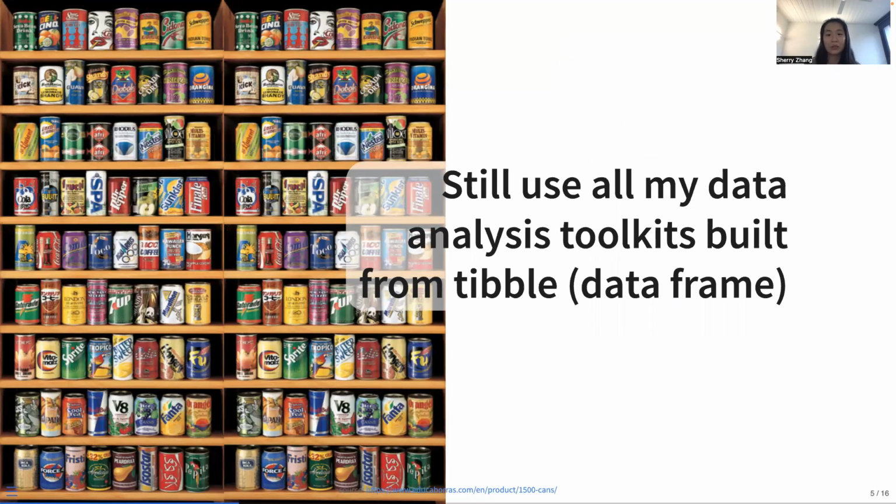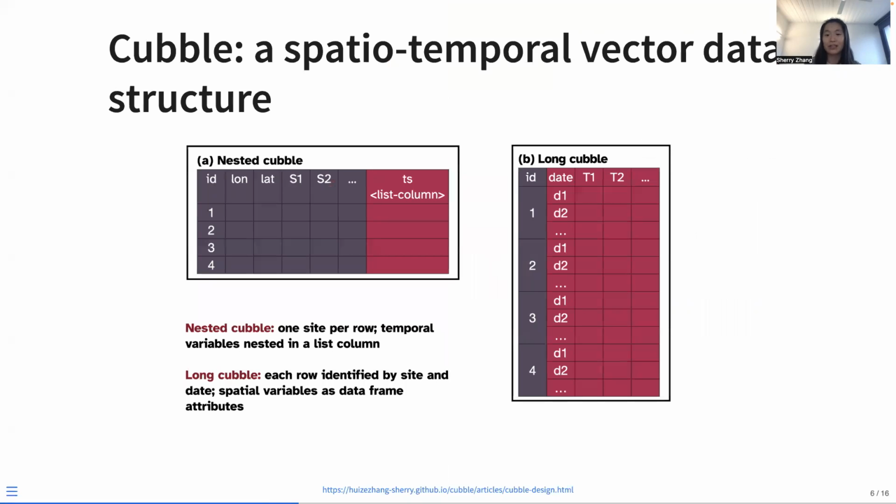Ideally, we would like a data structure that can easily pivot in between spatial and temporal form. And it will be a plus if the interface is a table or a data frame so that we can use the functionalities from existing packages that we use for spatial and temporal analysis. So today I will be introducing a new data structure called cubble for vector spatial temporal data.